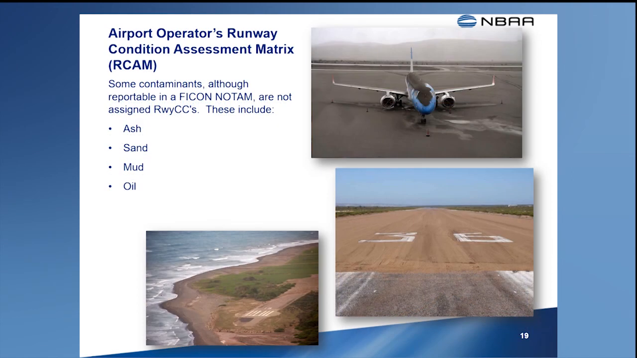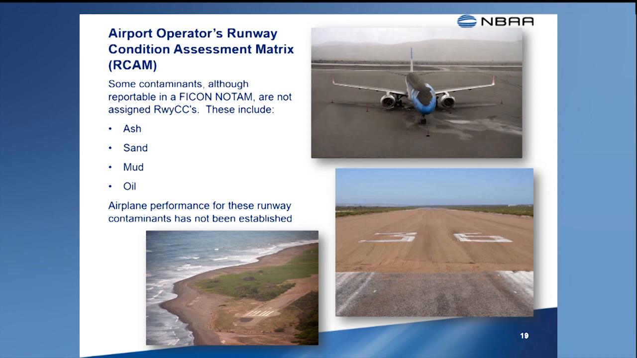As we talked about during the briefing on the contaminant types, the effects of mud, ash, sand, and oil on an airplane's performance have not been established by airplane manufacturers, so the runway field condition NOTAMs will report these types of contaminants. However, no runway condition code will be assigned to the runway that has mud, ash, sand, or oil present if these are the only reported contaminants. Airplane operators and pilots must use other guidance and methods to determine whether it's safe to take off or land on runways where these types of contaminants are present.